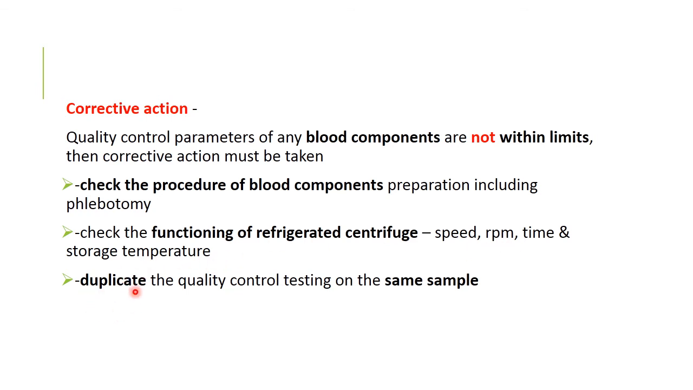Another method is to duplicate the quality control testing. That means we can do it two times over the same sample. Once can be done by one technician, and the second time by another technician. So these are some of the quality measures or quality checks we can follow to bring about corrective actions.